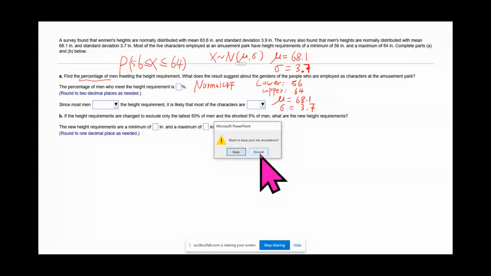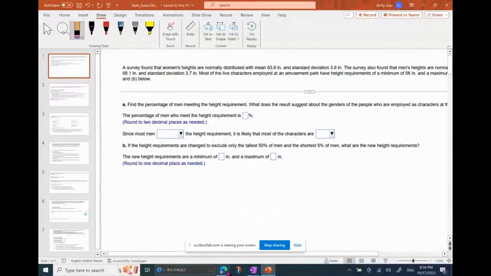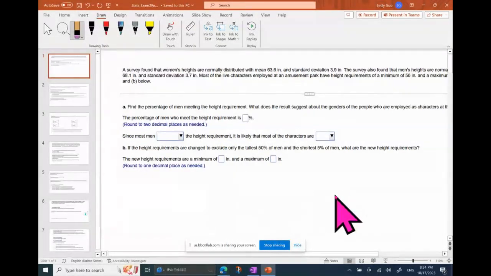Want to keep the link? Oh, my writing disappeared.